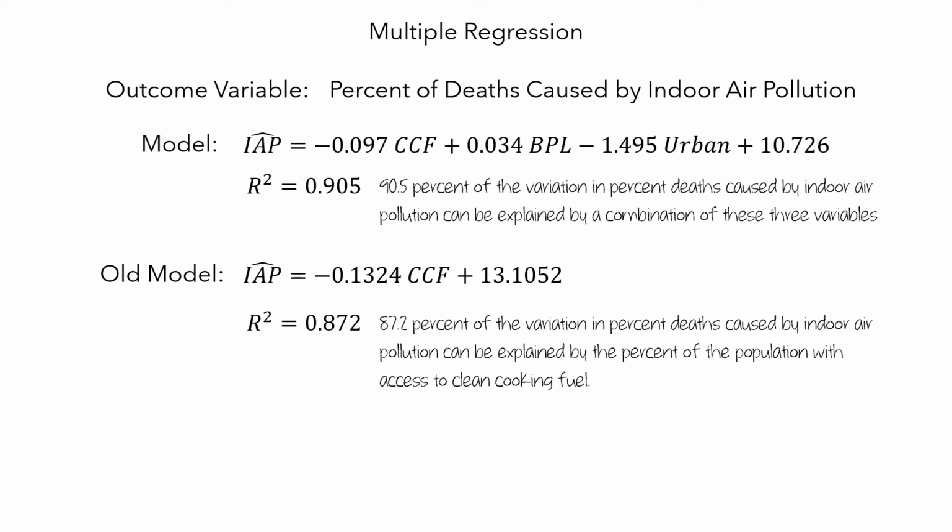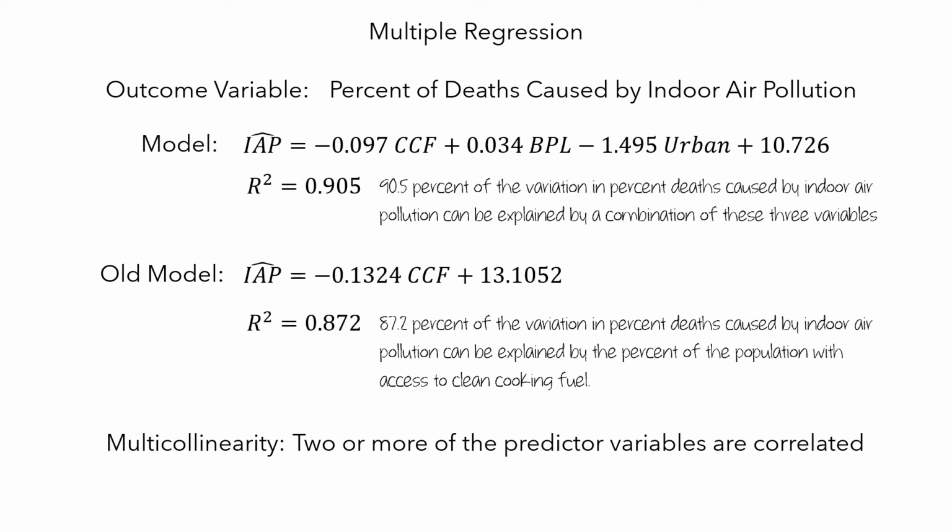The issue is that our three predictor variables aren't all providing independent pieces of information. Instead, we're seeing the effects of multicollinearity, which means that two or more of the predictor variables are correlated. For example, we could examine whether countries with low access to clean cooking fuel might also have a large percentage of people who live below the poverty line.